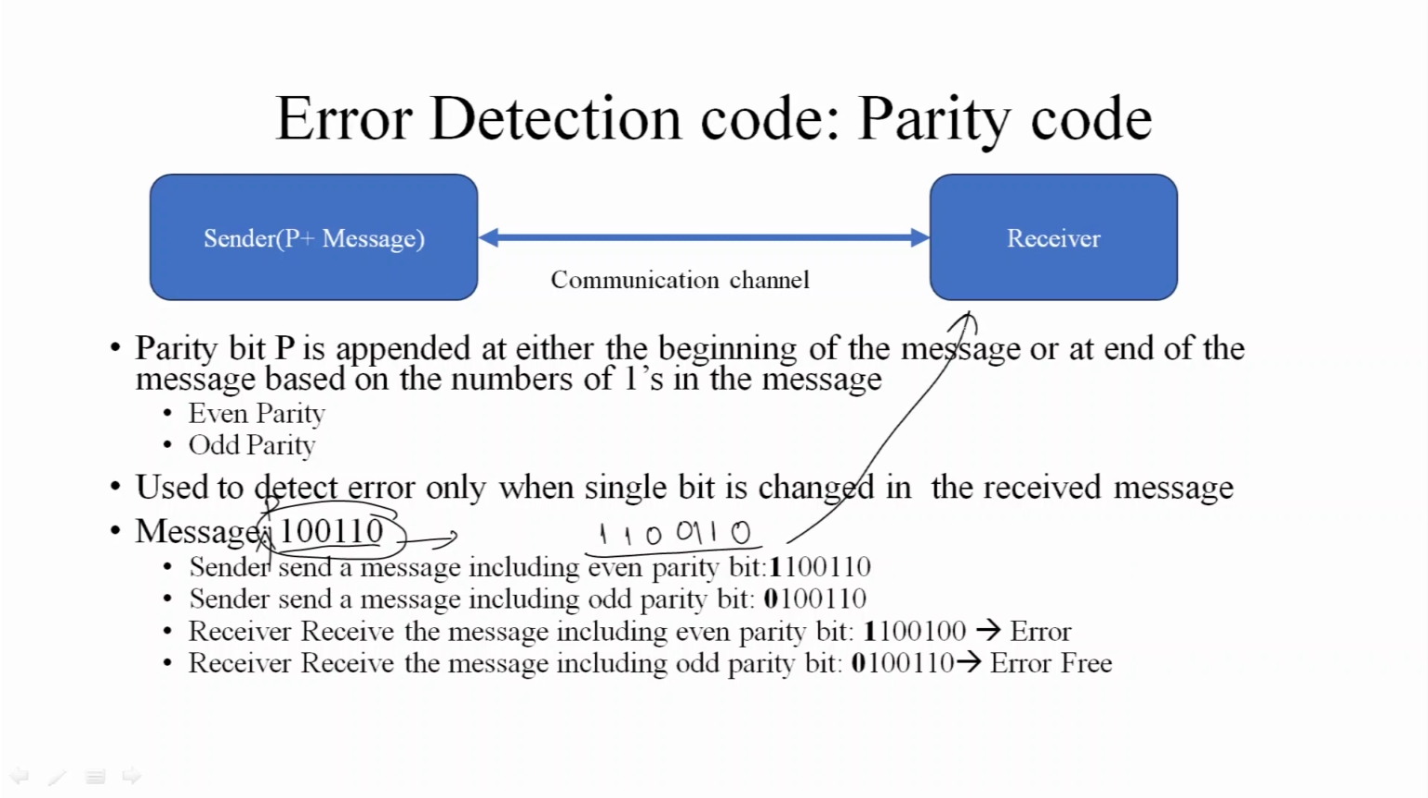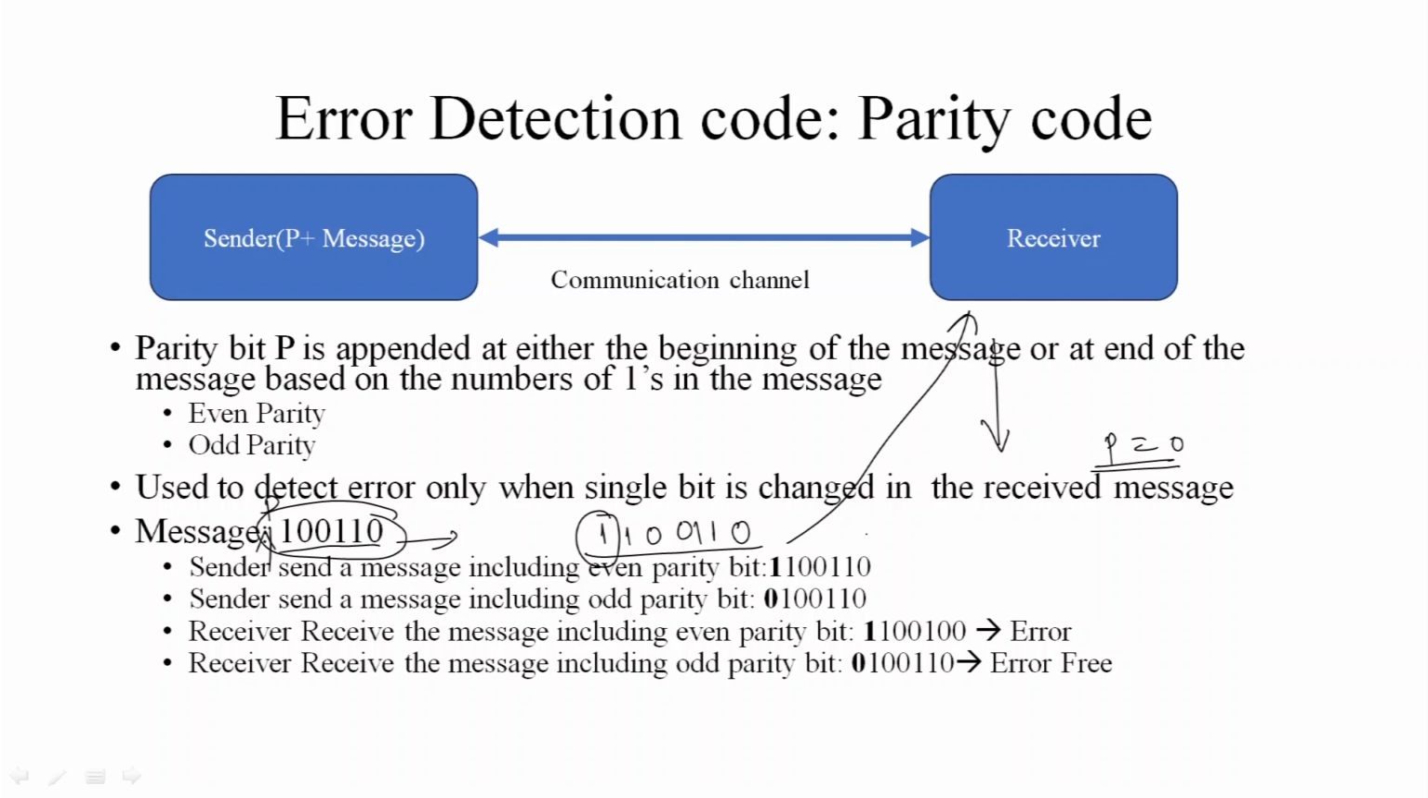When this message arrives at the receiver end, the receiver verifies whether the message is correct or there is some error. The receiver checks the number of ones present, and knows that at the beginning is the parity bit. So the receiver checks the number of ones in the whole message. When the number of ones in the whole message is even, the receiver computes the parity again, and the parity bit is 0.